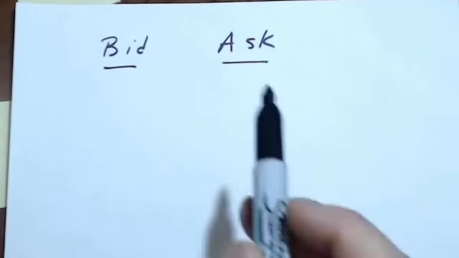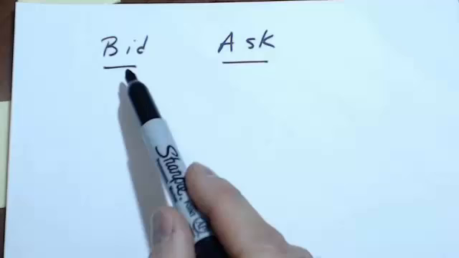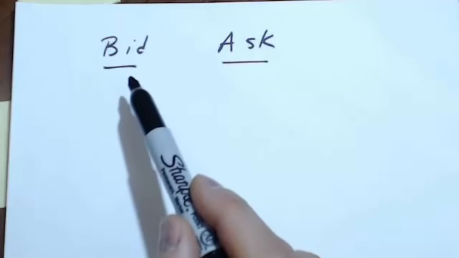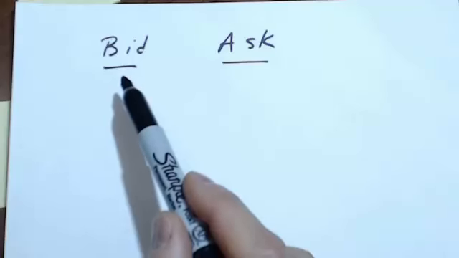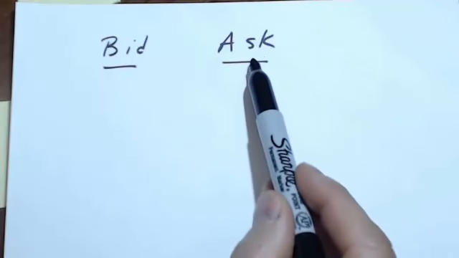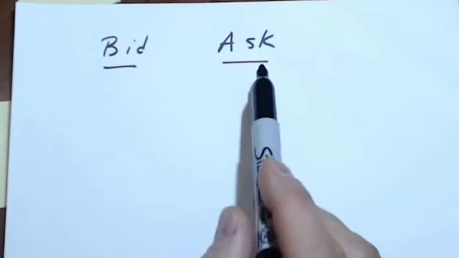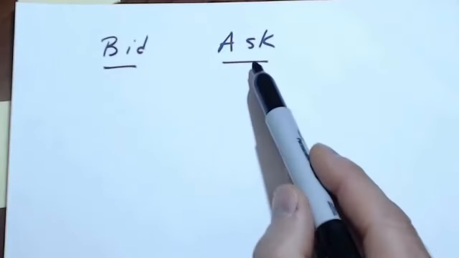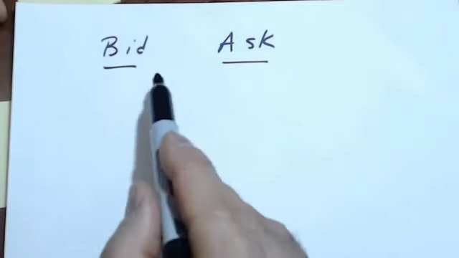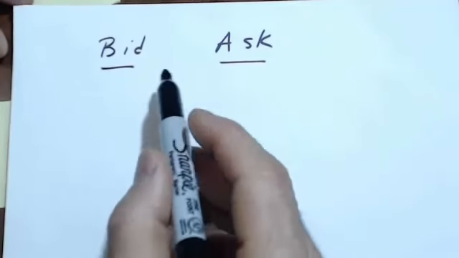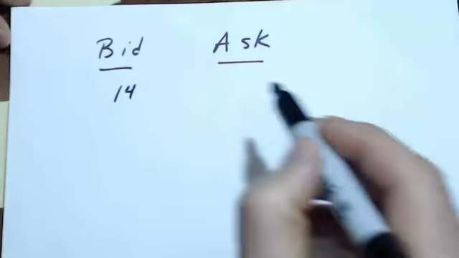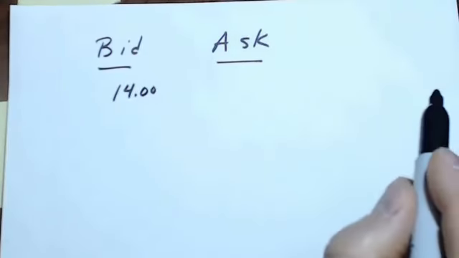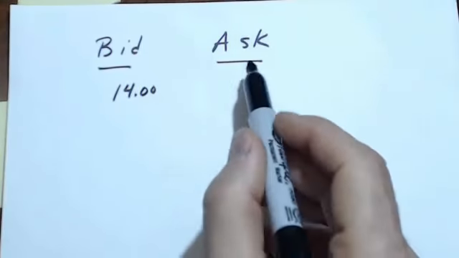A bid price is, from the dealer's perspective, and I'm always looking at it from a dealer's perspective, the price the dealer wants to pay. And the asking price is sometimes called the offering price, and it's the price at which the dealer wants to sell at. So the difference will be the dealer's profit. And so you could have a stock for $14. That would be the bid. A dealer would be willing to buy it at $14.